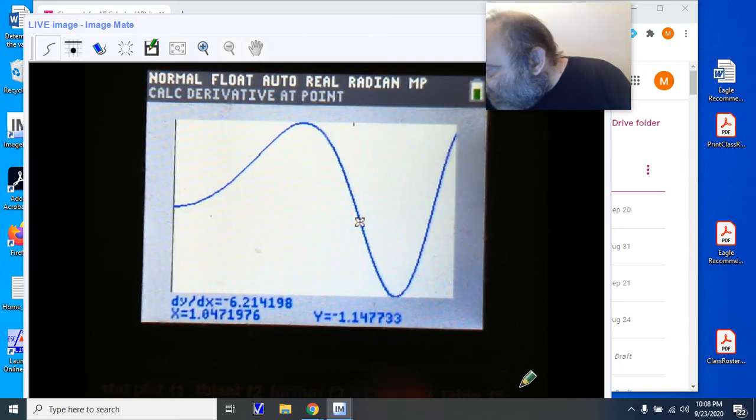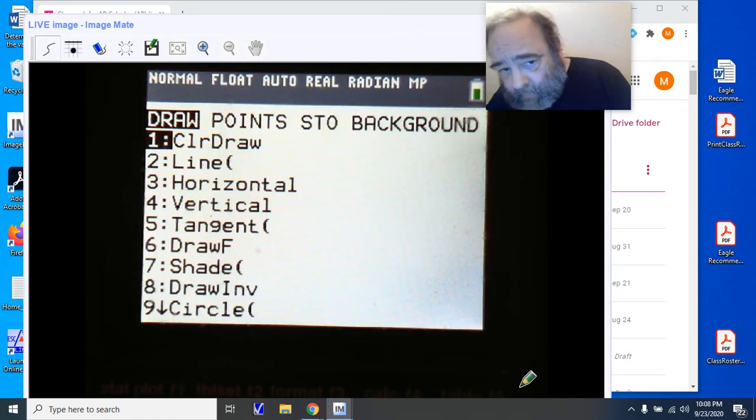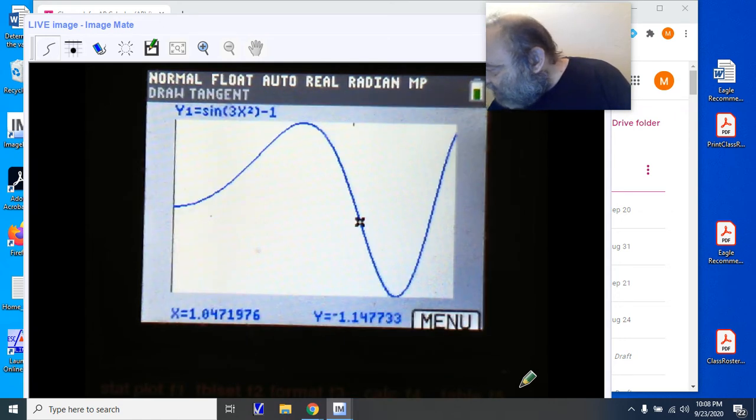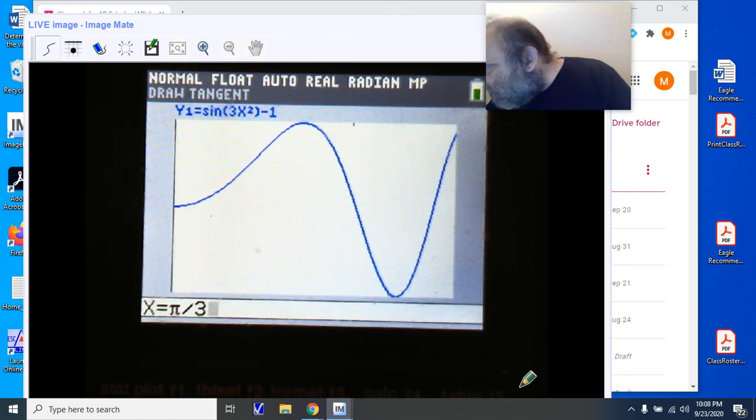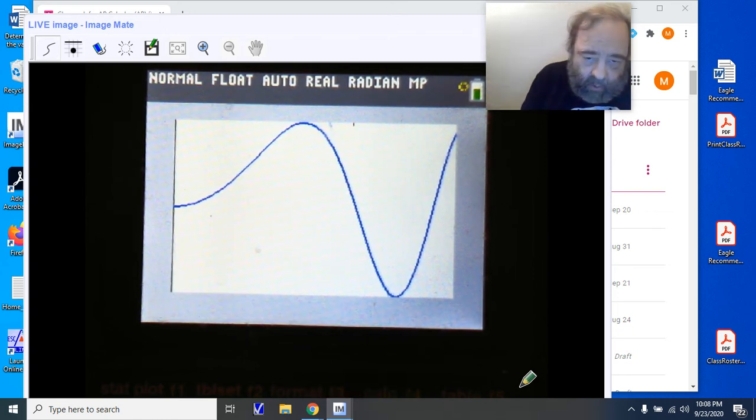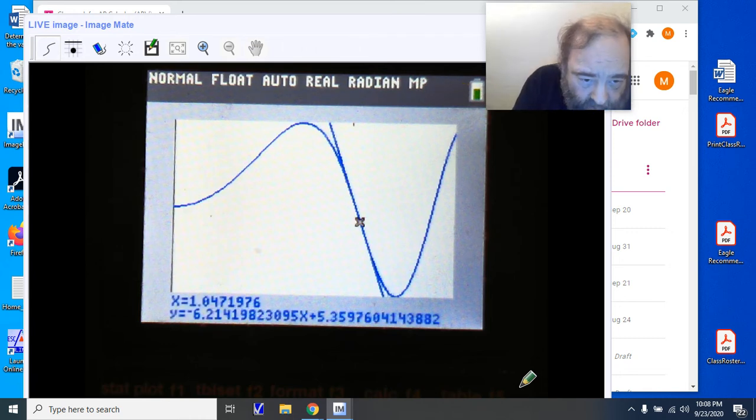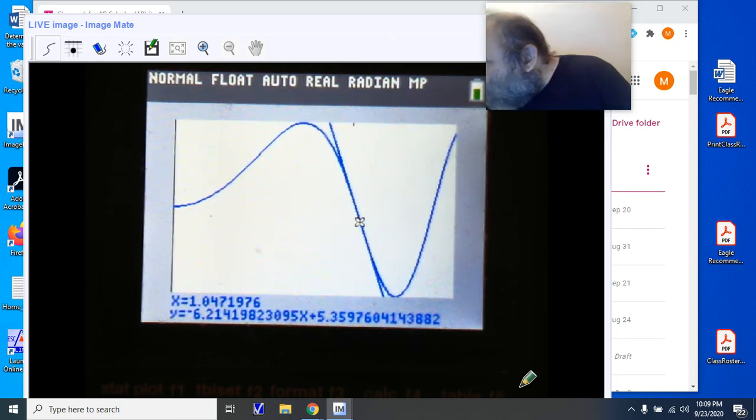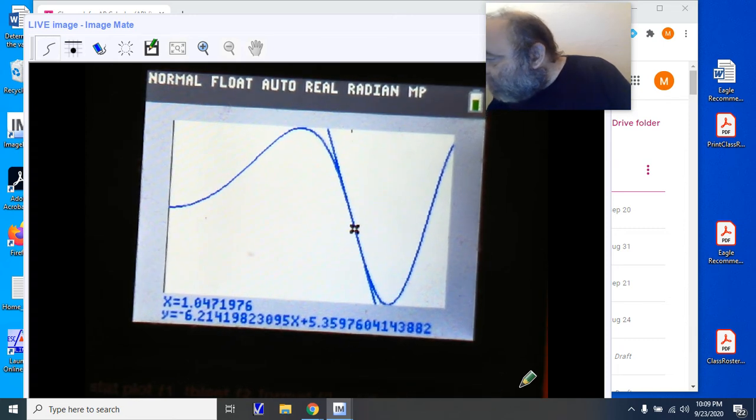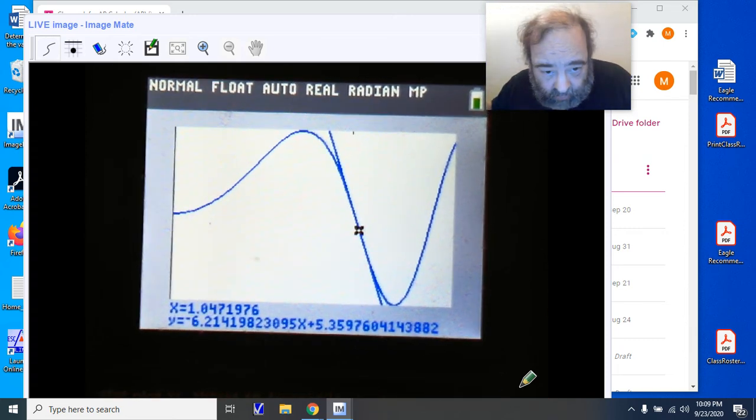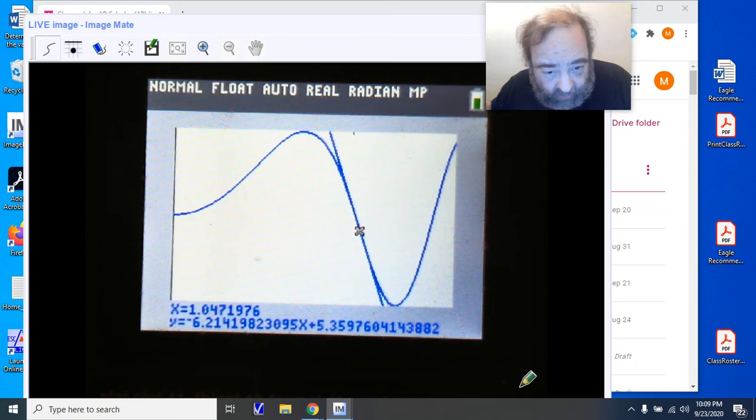If, however, you would rather have slope-intercept, go to second program. Hit 5 and now put in pi divided by 3. Hit enter. You'll see the same slope, negative 6.214. Okay, but now our y value isn't shown. We see our x, we see our slope-intercept.